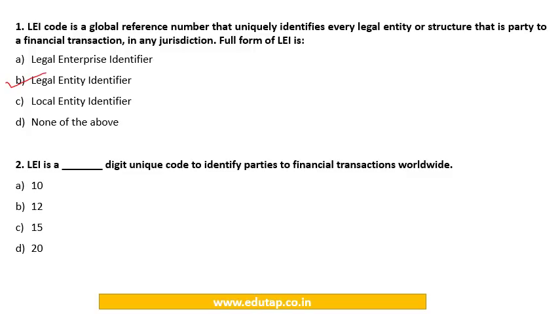Next question. LEI is a dash digit unique code to identify parties to financial transactions worldwide. Options are 10, 12, 15 or 20. So we have seen that LEI code is a 20-digit code. So that's why the answer is going to be option number D.